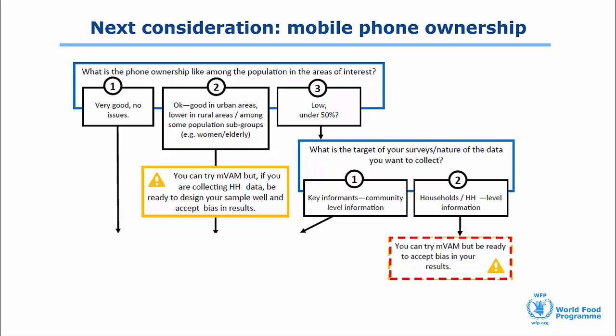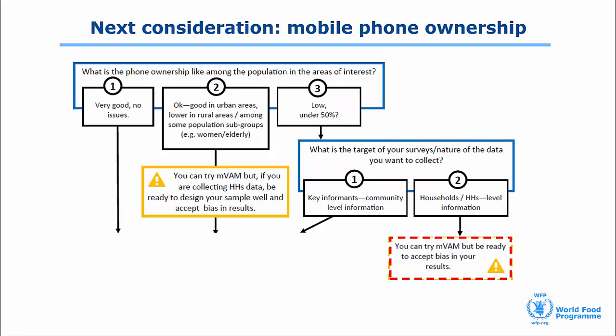If mobile ownership is low, under 50%, then before you rule out mVAM as an option, first assess the target of your surveys and the nature of the data you want to collect. If you want to obtain household-level information, then you can try to collect data using mVAM, but be ready to accept bias in your results. If you're looking to obtain community-level information through key informants, mVAM could be useful.